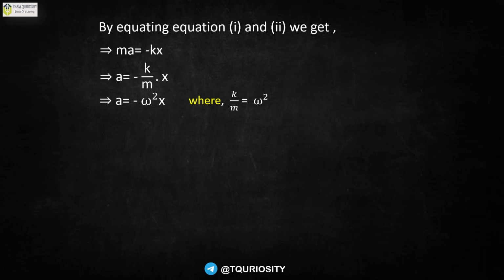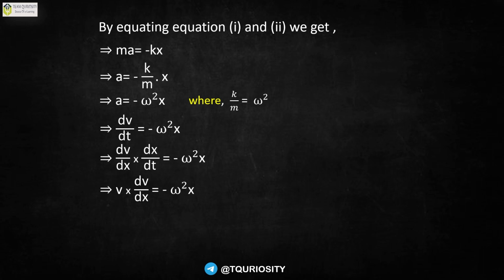As we know, acceleration is equal to dv by dt, so I can write dv by dt is equal to minus omega square x. Also, an interesting thing is that I can write dv by dx into dx by dt instead of writing dv by dt. So my new equation will be dv by dx into dx by dt is equal to minus omega square into x. As we know, dx by dt is equal to v. We can write v into dv by dx is equal to minus omega square x. Now we'll do the integration on both sides by taking dx to the right side.